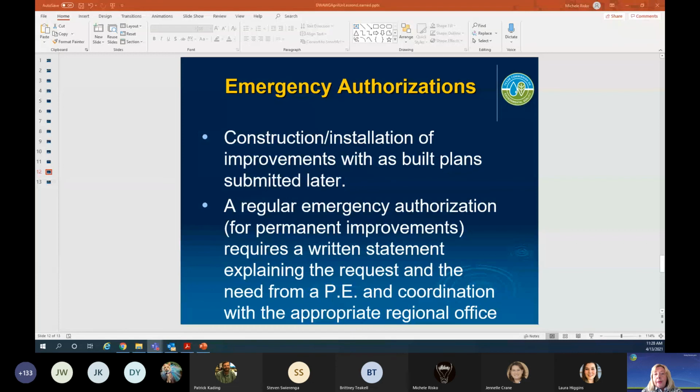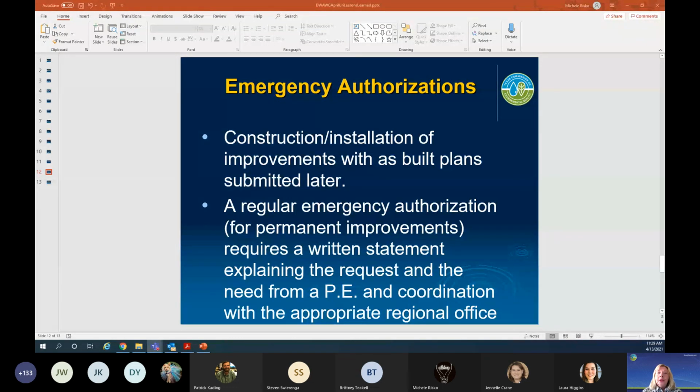We do require that an engineer be on board, since plans and specifications by an engineer are required for facility improvements. We ask that you explain why it's an emergency. Why do we need to construct before approval? What's going on? We ask you for information. The process works best when you email us and then we coordinate with the regional office, but that doesn't prohibit you from going ahead and talking to them also. We do have some folks that contact the regional office and then contact us, and that works too.